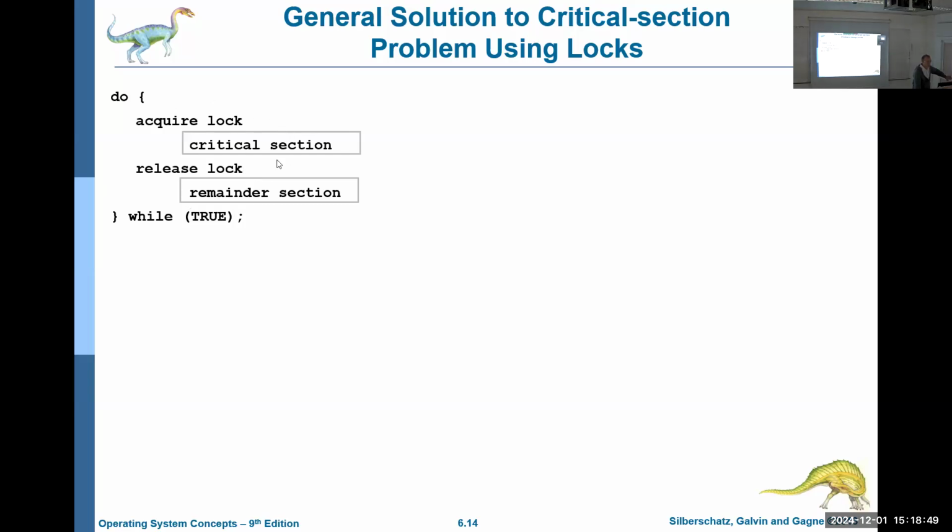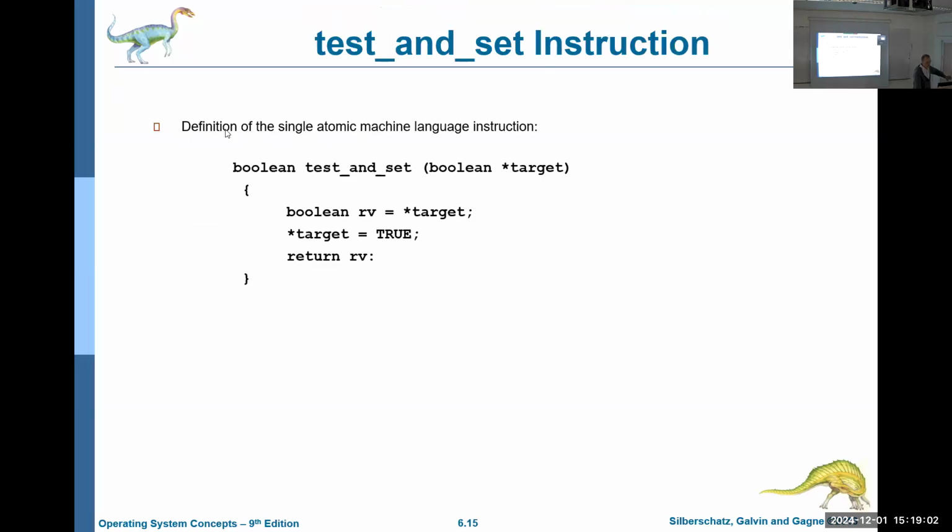This would be a program. Acquire lock will be something in hardware. The critical section will be whatever I want to do, and the remainder will be whatever I want to do. But the acquire lock will have to be some kind of atomic action. So here is an atomic action.